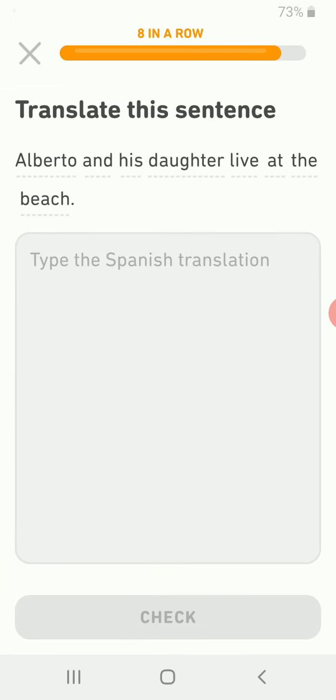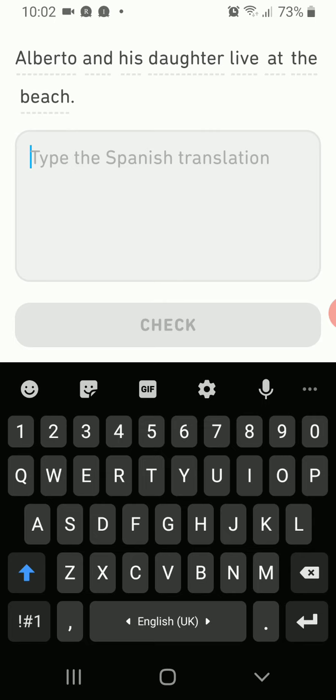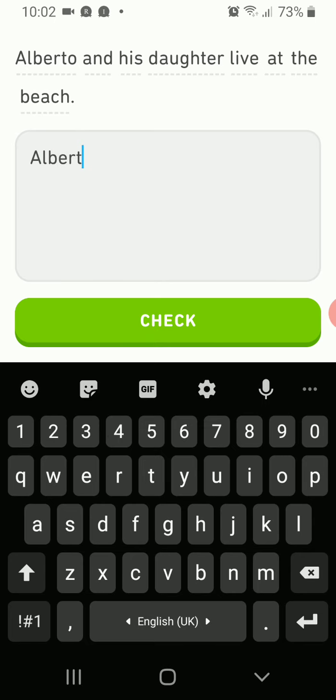And one more. Translate this sentence: Alberto y. I will translate it straight away. Alberto y su hija, his daughter, viven, they live, viven en la playa. They live on the beach.